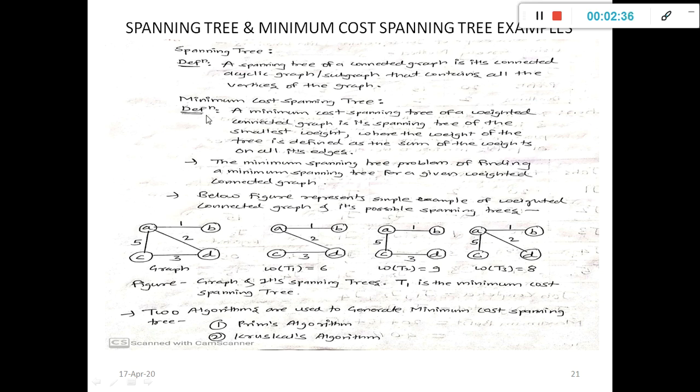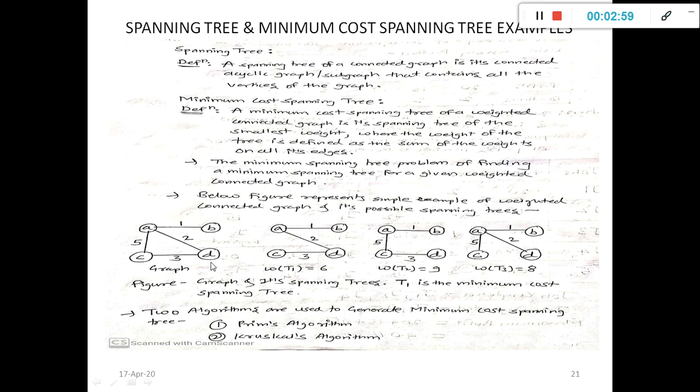Next, let's discuss what is the minimum cost spanning tree. A minimum cost spanning tree of a weighted connected graph is its spanning tree of the smallest weight, where the weight of the tree is defined as the sum of all the edges in the spanning tree. And let's see an example of minimum cost spanning tree.